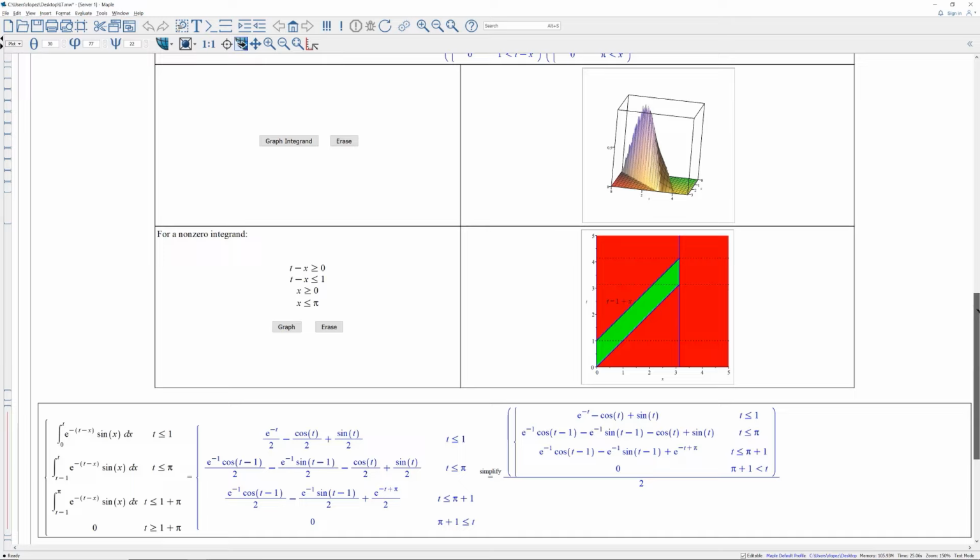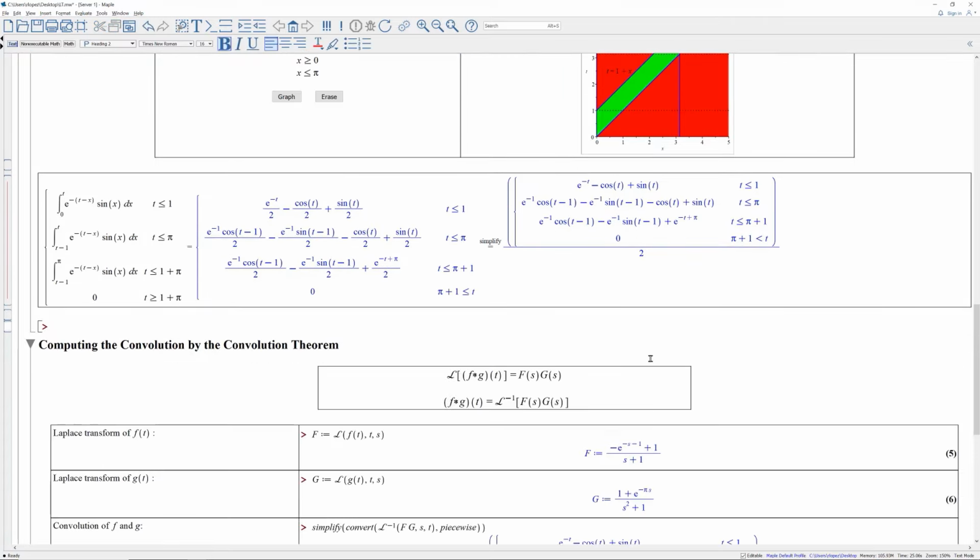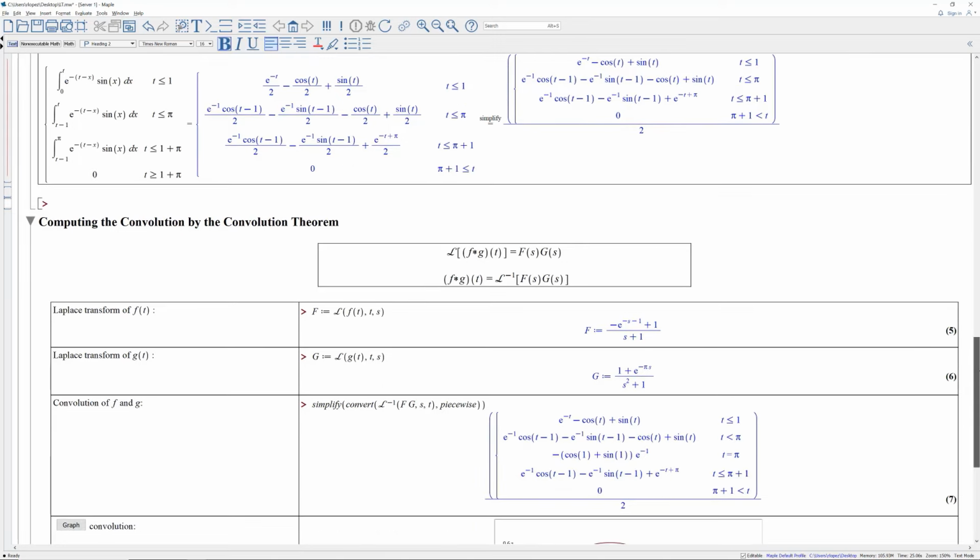There is a much easier way to get this convolution, and it's by the use of the convolution theorem. Remember what the convolution theorem says. The Laplace transform of a convolution is the product of the transforms of the factors. And if you invert that, you get the convolution is the inverse of the product of the transforms. And if we do that here, this is the transform of f. This is the transform of g.